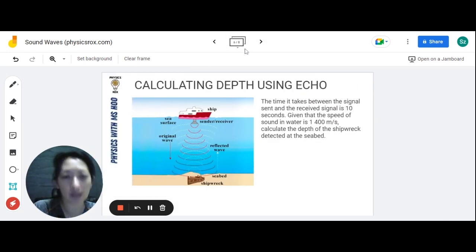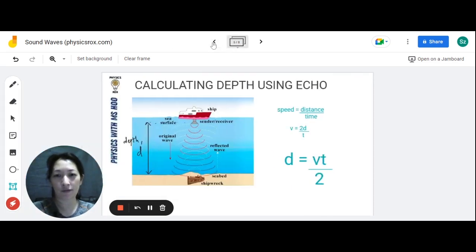Here's an example of a question that involves calculation of depth. So let's say the time it takes between the signal sent and the received signal is 10 seconds. And given that the speed of sound in water is 1,400 meters per second, calculate the depth of the shipwreck detected at the seabed.